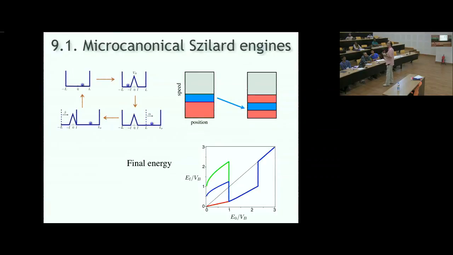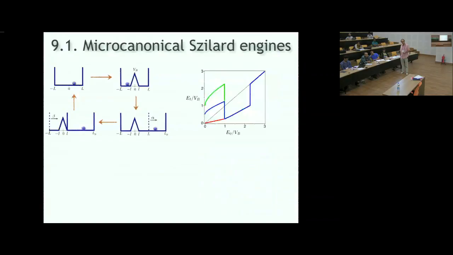This is a theorem. So here we need to know at least where the energy is. It doesn't need to be completely microcanonical. You could have some uncertainty, but you need to know the initial energy of the system. So this is the idea.